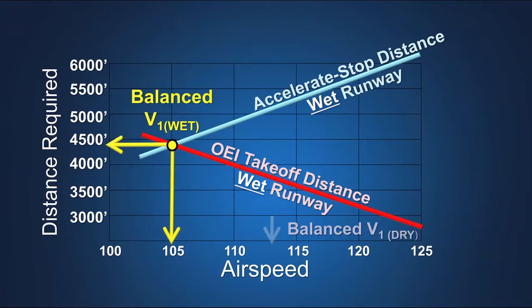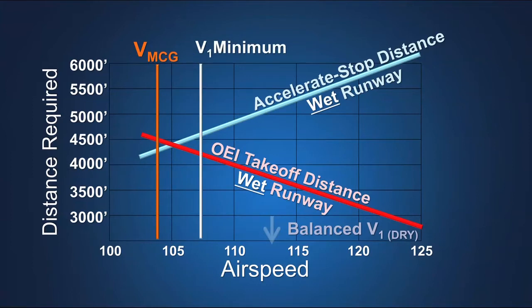The allowance for reverse thrust credit and the use of a 15-foot screen height help the engineers rebalance the takeoff field length required for takeoff on a wet runway through the use of a lower wet runway V1 speed. The ability to reduce V1 speed can be limited by VMCG speed and the lowest permissible V1 speed in relation to this ground minimum control speed. When V1 speed is limited by VMCG speed, the takeoff on a wet runway will be accelerate stop limited.